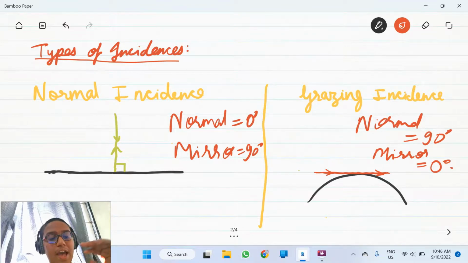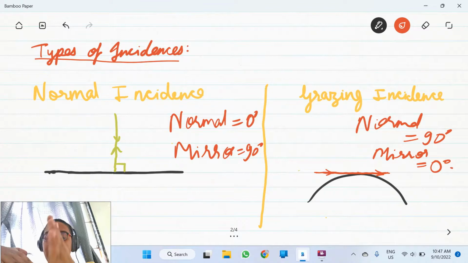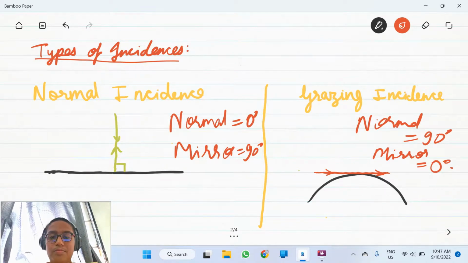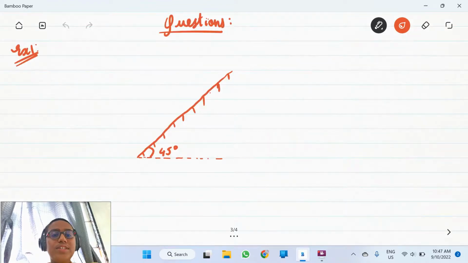Now as we have seen normal incidence and grazing incidence, these are phenomena that happen daily with us but we don't notice them. In every reflection, many rays are coming, and one of the rays directly comes on the mirror or any reflecting surface and gets reverted right back on its path. Okay, now let's do some nice questions.